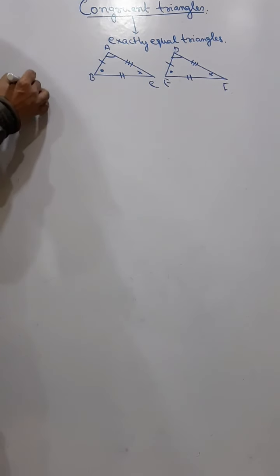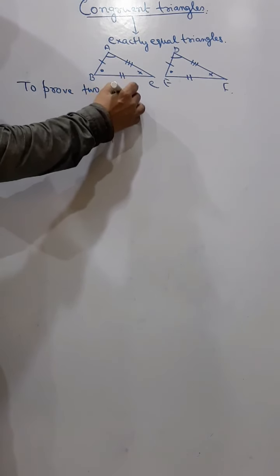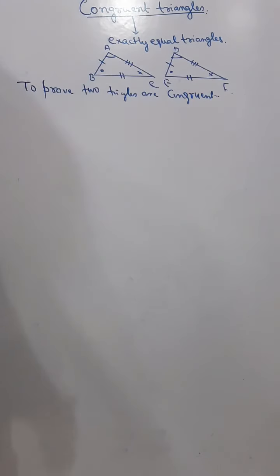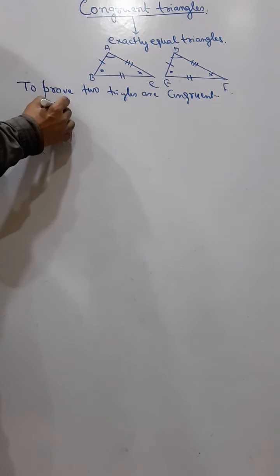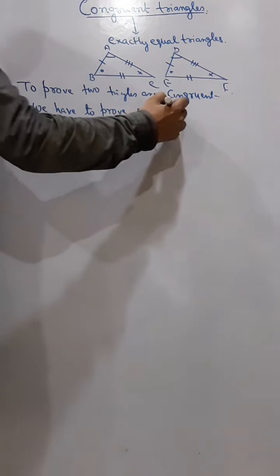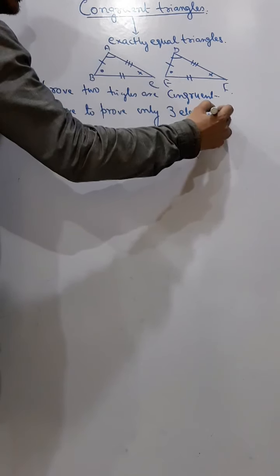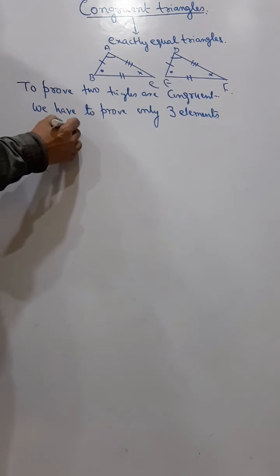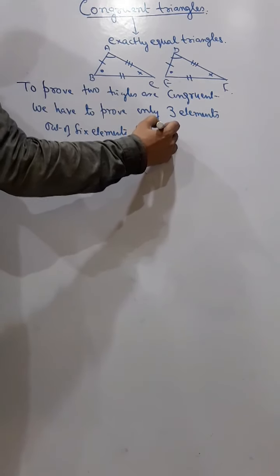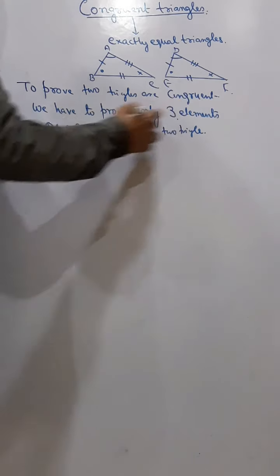But in fact, to prove two triangles are congruent, we have to prove only three parts, or we can say three elements, out of six elements of the two triangles. Now what do you mean by these three elements out of six elements?